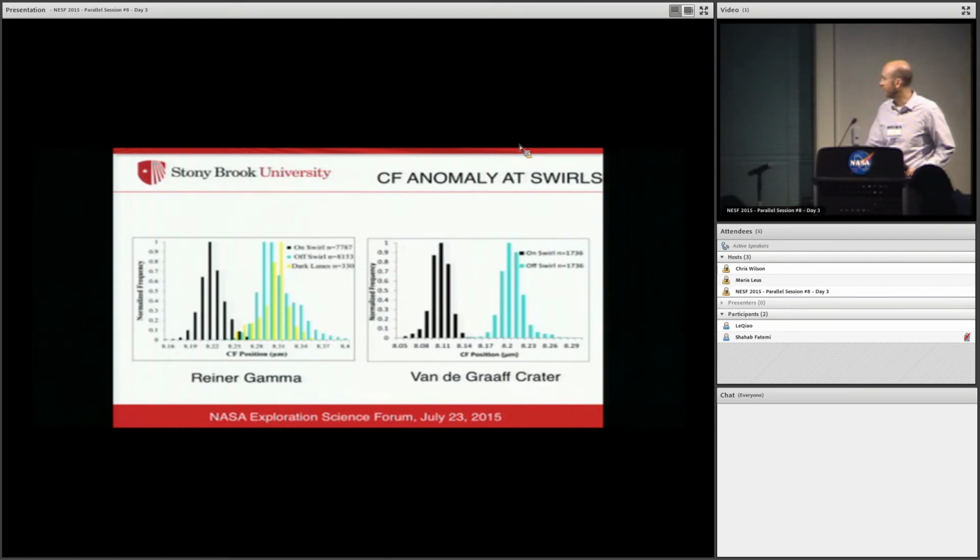Here's that data displayed in a different way. So here's Reiner Gamma again. This is a histogram of a bunch of pixels on the swirl, a bunch of pixels off the swirl, and then, interestingly, the dark lanes as well. It looks like the dark lanes do not look a whole lot different from the off-swirl pixels. We'll get back to what that means in a moment. And then here's just another one for Van de Graaff crater. So we see very clear separation in the CF positions between the swirls and the off-swirl positions.